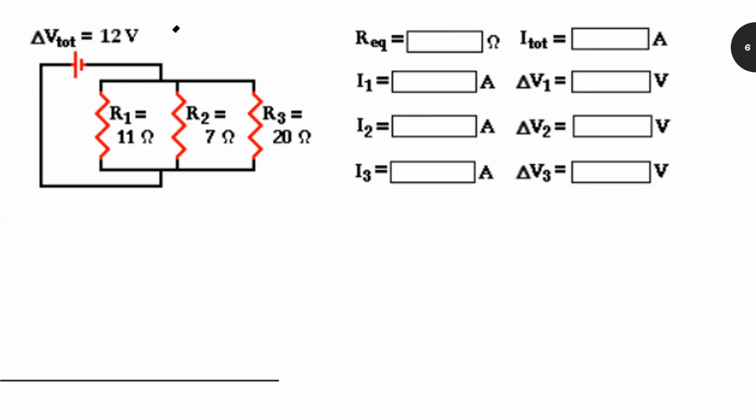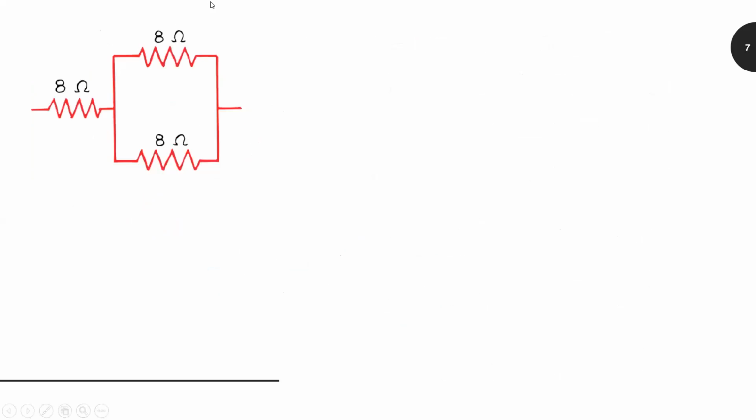Now we will start with a new one, which has a combination of parallel and series at the same time. Look at this circuit here. For this circuit, these two resistances are connected in parallel or in series? How are they connected?